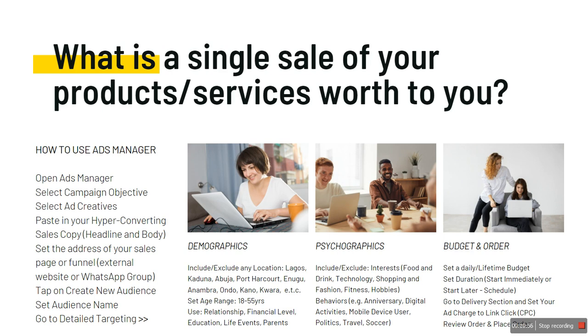Shopping and fashion, fitness, hobbies: people who are in those categories, you can target them. Now, behaviors: people maybe who just celebrated their 3 years anniversary, digital activities or meetups, mobile device users like Android users, or any other one. You have people who are interested in politics, you can target them. Travels: people who just traveled or were just coming back from a travel, you can target them.